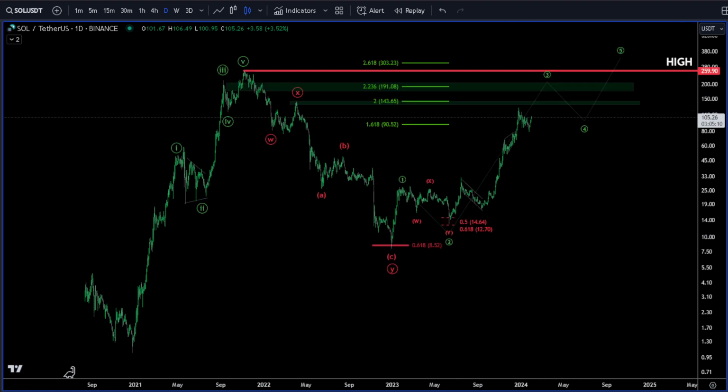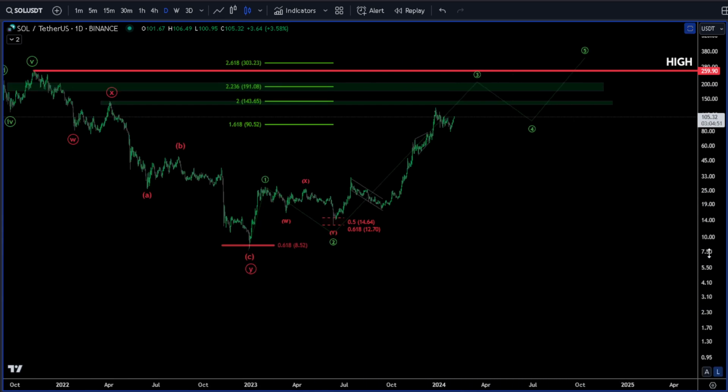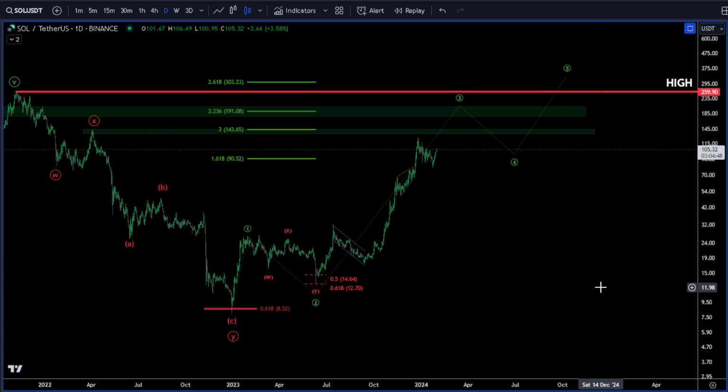So first of all, on a daily chart, this shows us our 5-wave move to the upside off the low in 2020. After that, we had a complex correction to the downside, finishing in a zigzag for our Y wave, right at the 618 retracement of the entire move up, and then had an impulse off that low. Now, this is my primary count as a 5-wave impulse.